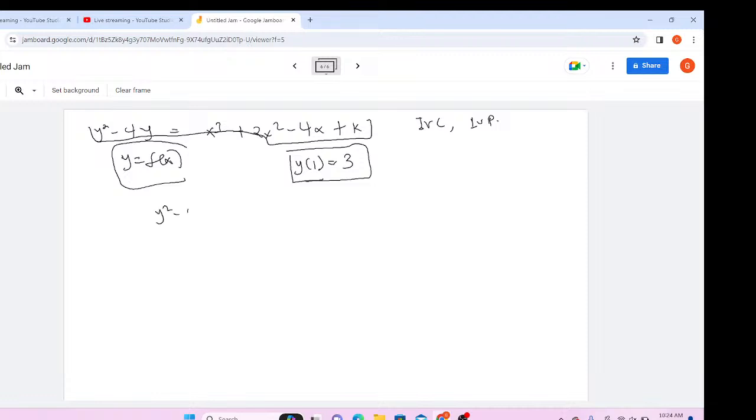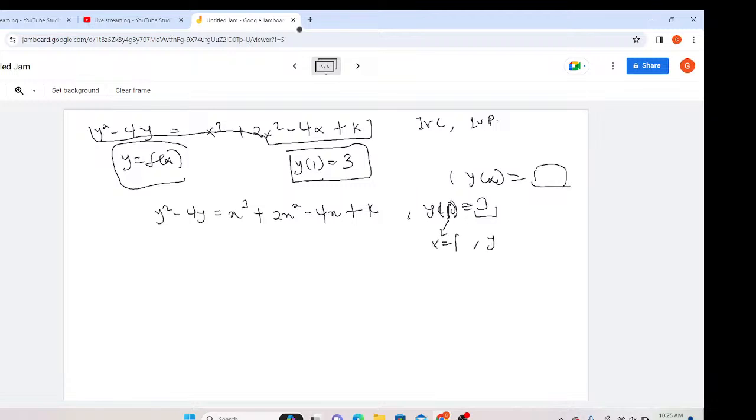So we have y squared minus 4y equals x cubed plus 2x squared minus 4x plus k. We know y of 1 is 3, and our solution is y of x equals something. So if y of 1 is 3, then when we put 1 into the equation, our value for y is supposed to be 3. Or when our independent variable, x, is 1, our dependent variable becomes 3. So wherever you see y, you put 3, and wherever you see x, you put 1.